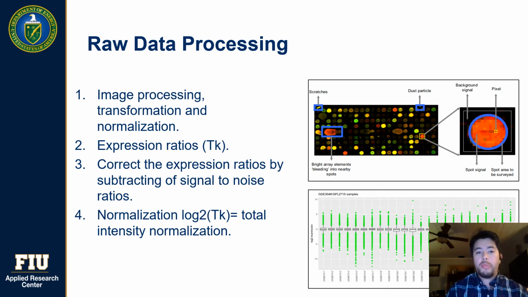So the raw data was processed using the raw TIFF files in which the image was processed, transformed, and normalized. I have normalized all of the data using the total intensity normalization, and the relative ratios were converted into expression ratios. This information was corrected by subtracting the signal noise from the ratios. As you can see here, we're only extracting the data from the inside of the circle, not the outside. We're subtracting this information. Here, this highlights all of the data has been normalized.